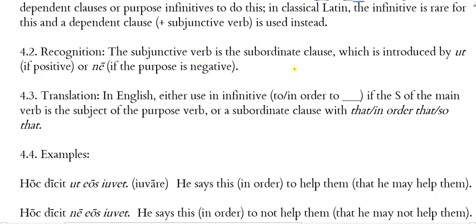Now, how do we recognize it? The subjunctive verb is in the subordinate clause, so there has to be a subordinate clause to have this type of subordinate subjunctive use. And it's going to be introduced, that subordinate clause, by ut, if the statement is positive, or ne, if it's negative purpose. And I'll give you some examples here below. But how will we translate this in English? Use either an infinitive, to or in order to blank, and you'll put the verb there. And you can only do this if the subject of the main verb is also the subject of the purpose verb. Otherwise, you're going to use a subordinate clause introduced by that, or in order that, or so that.